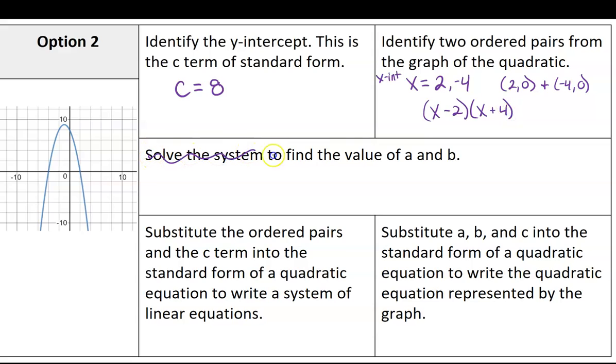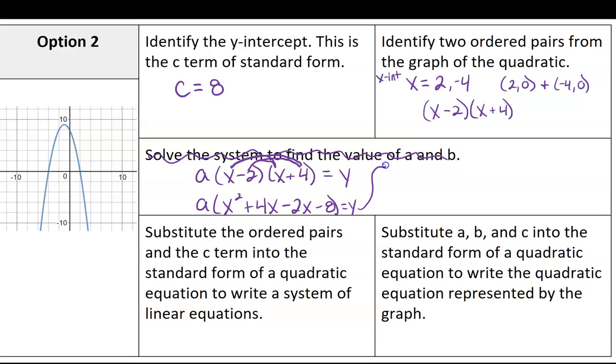I'm going to change this step a little bit. We still don't know what a is equal to. So a times x minus 2 times x plus 4, and this is still equal to some mystery y or f of x. So we'll still FOIL, leaving the a out in front. X times x is x squared. X times 4 is 4x. -2 times x is -2x. And -2 times 4 is -8 equal to y.